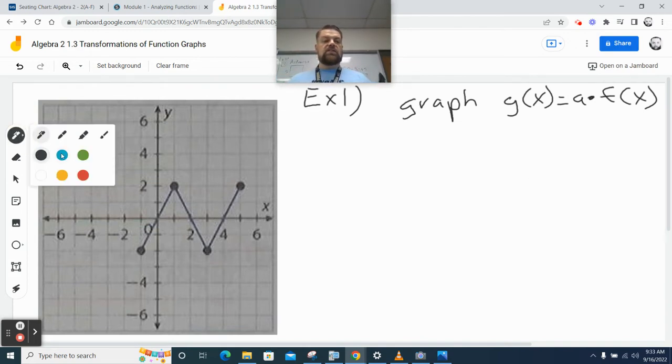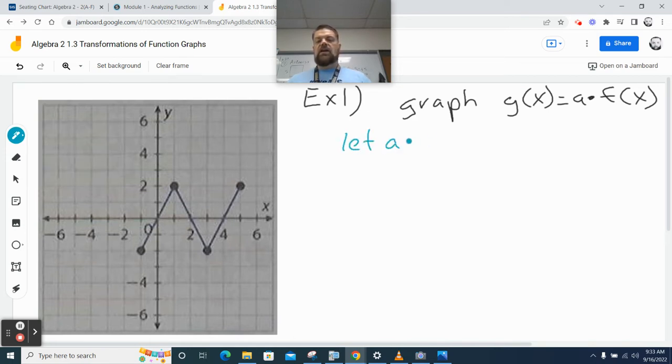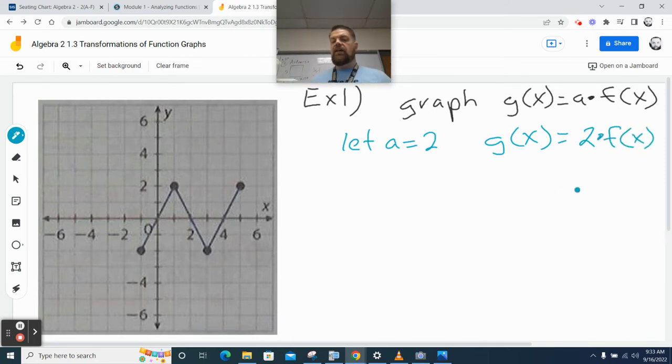So I'm going to write this in a different color. So we'll say let a equal 2. So then g of x is equal to 2 times f of x. All right. And so what's on the graph right now is f of x.